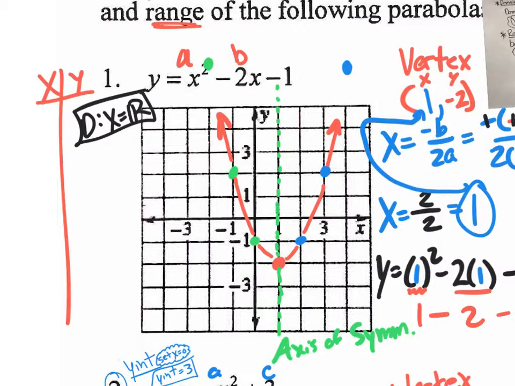Now think about it. If you're thinking about the xy table, the domain are your x values, right? So what numbers could you plug in to x right there and right there? Any numbers you want. You could plug in 5. You could plug in 5,000. You could plug in 1.5. You could plug in 3.14. I mean, you could plug in any number you want. That's why the x values are all real numbers.